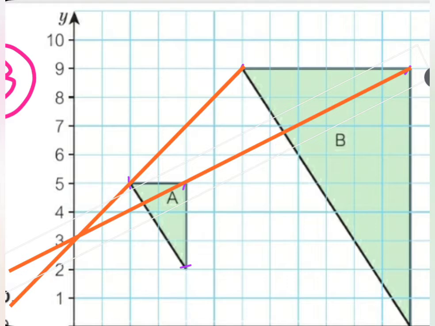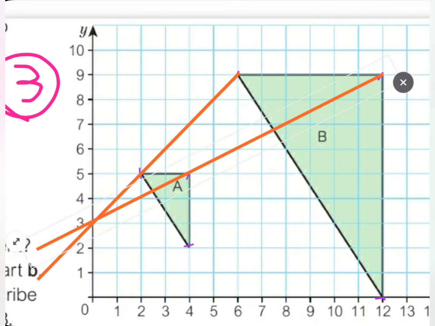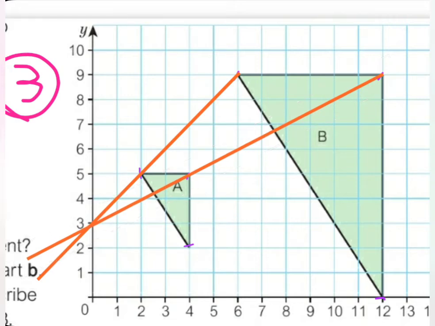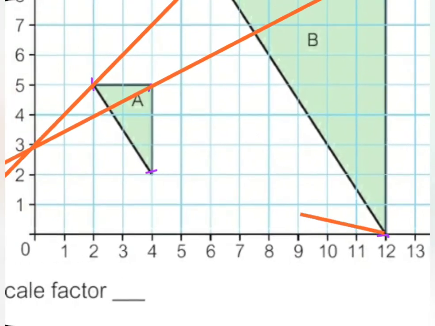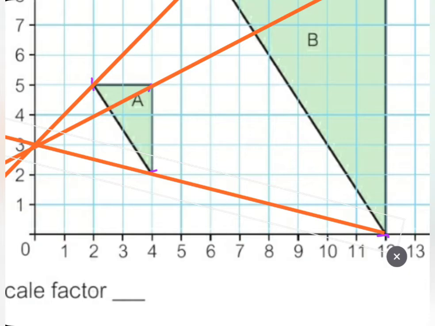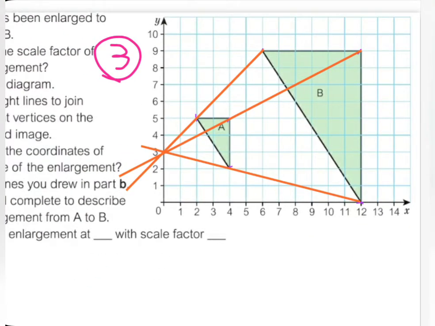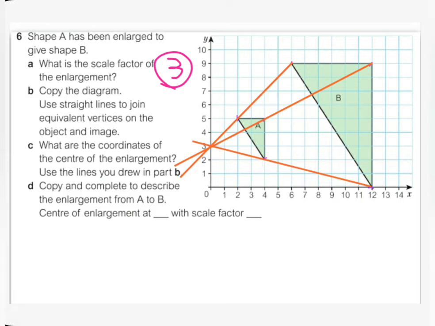We are connecting the corresponding sides, remember that, or the corresponding points, and you have to be very clear with that. Now the last point here, this one with this one. Okay, good. Now what did we do? We connected the corresponding sides, we used straight lines, and we connected the equivalent vertices on the object and the image.